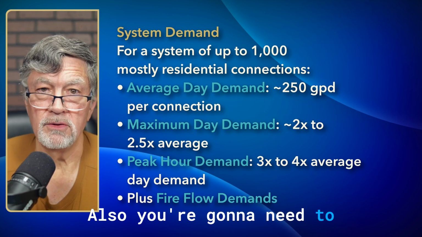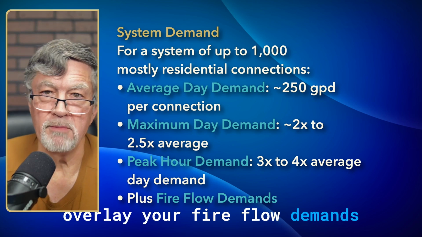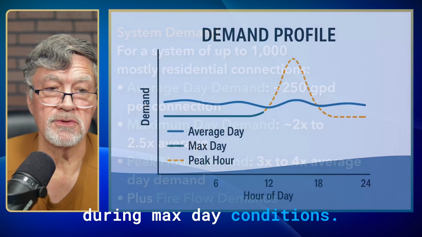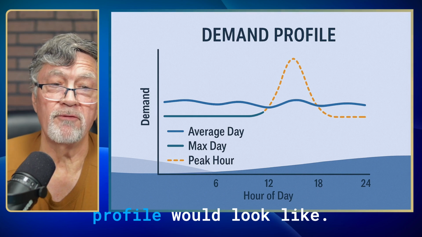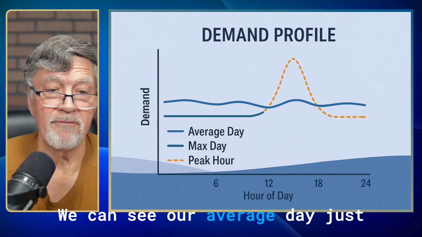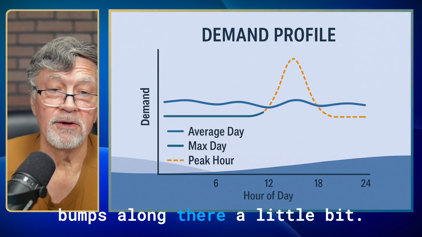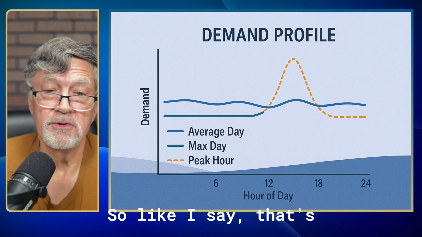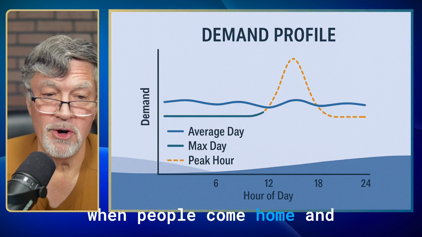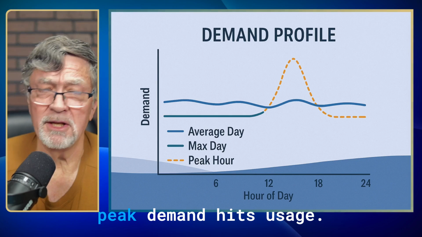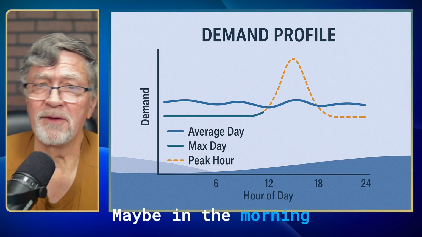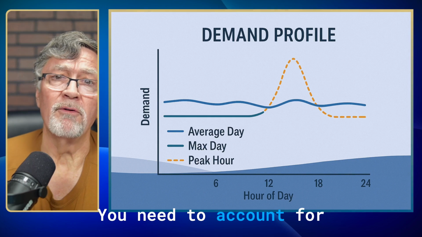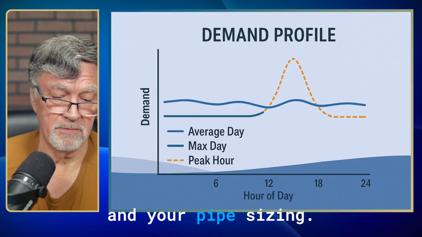Also, you're going to need to overlay your fire flow demands on top of these, especially during max day conditions. So this is what a demand profile would look like. We can see our average day, just bumps along there a little bit. We have our max day, and then you get your peak hourly demand. Like I say, that's when people come home and turn on the faucet and peak demand hits usage. Maybe in the morning, everybody's taking a shower and that demand rises. You need to account for that in your capacity and your pipe sizing.